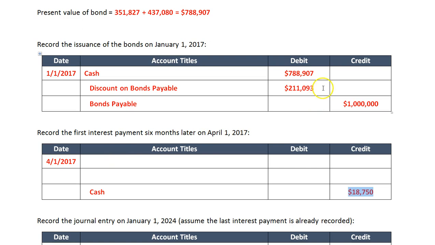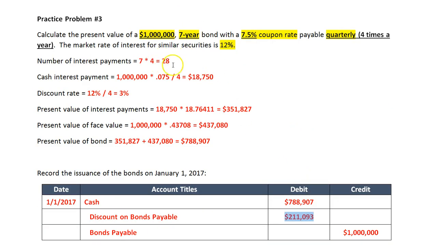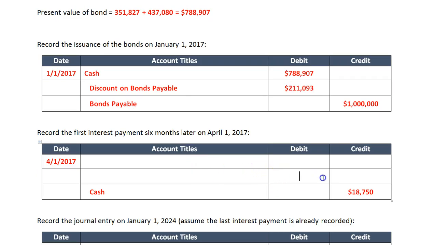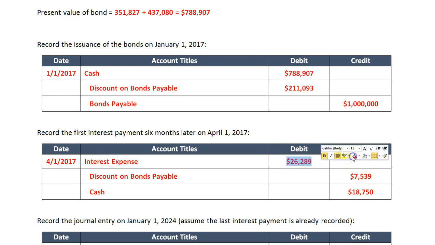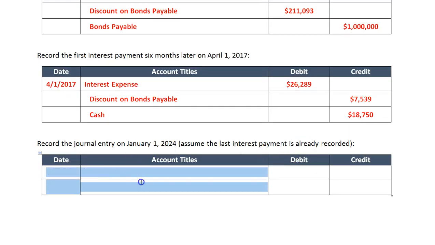Let's see, we need to amortize this discount. We're going to divide this discount by the total number of periods, which is 28. So 211,093 divided by 28 should equal, oh yes, on the credit side, right? This one's a debit, so we need to amortize that on the credit side. And then our offset, what makes it balance, will be our interest expense. In this case, it will be the summation of the two. All right, the last date is exactly the same.